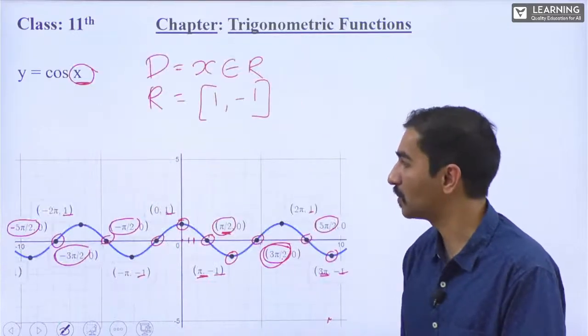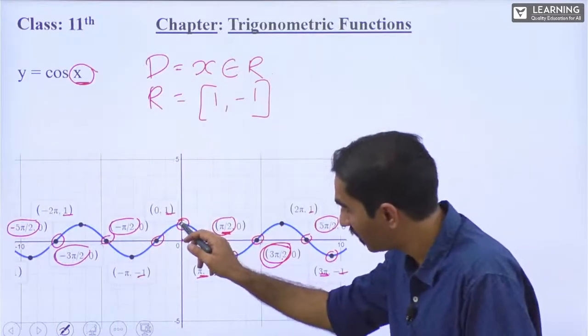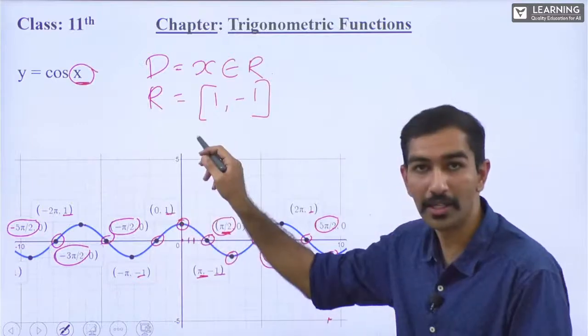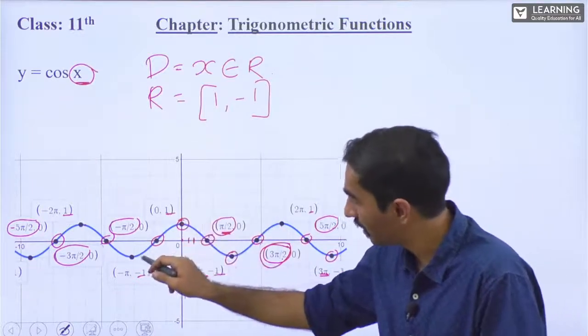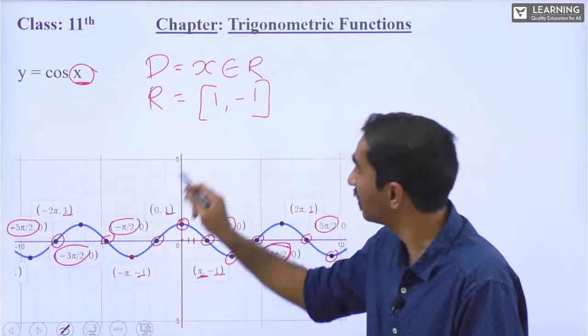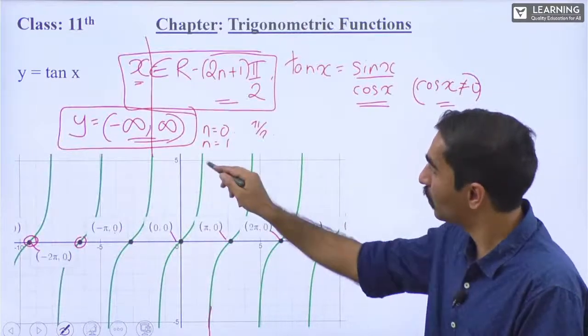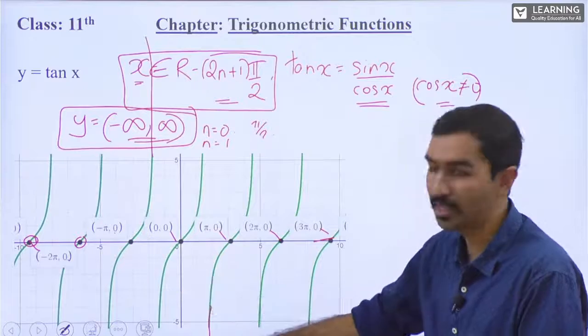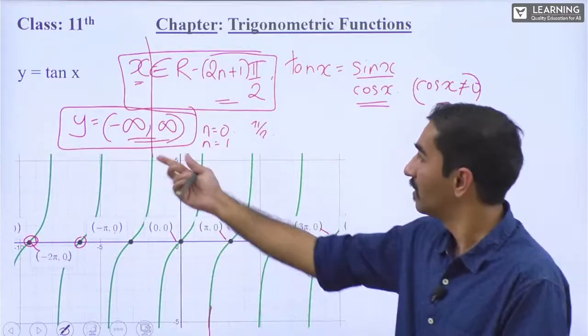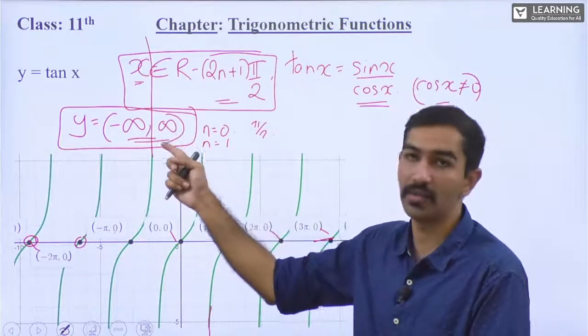See, previously what happened, students? The graph is stopping here. It is not going above continuously, right? It is stopping here. Here also, see, it is stopping. That is why the range was plus 1 to minus 1. Here what is happening, students? It is going indefinitely up. It's going indefinitely down. So we don't know which numbers. We are writing minus infinity to plus infinity.